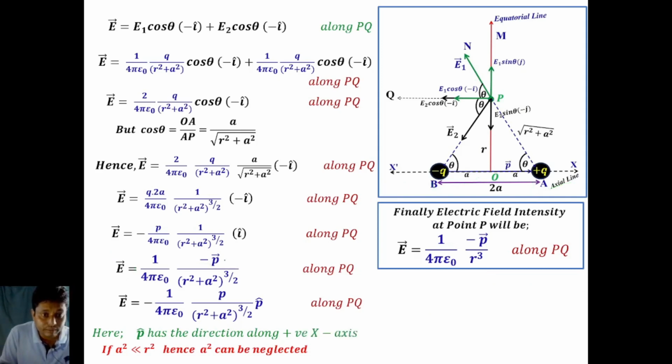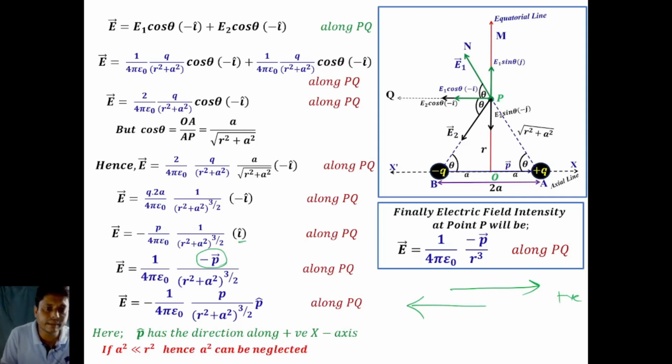Here I am going to explain in another way. Here p is nothing but p magnitude into i cap. So here the negative sign indicates p magnitude minus i cap, okay. So this is nothing but your electric field intensity. This is the magnitude, and the direction will be opposite to the electric dipole moment. In this case, the electric dipole moment is along positive x axis direction, but the electric field intensity will be opposite to the direction of the electric dipole moment.